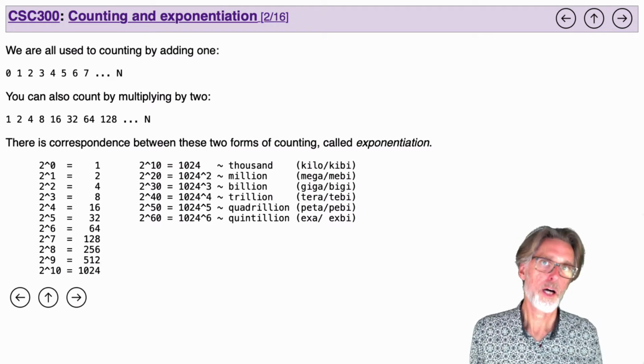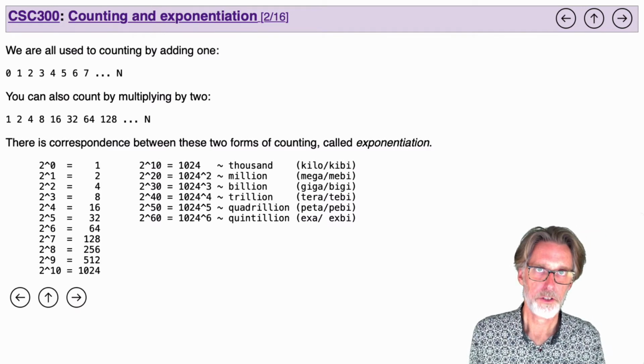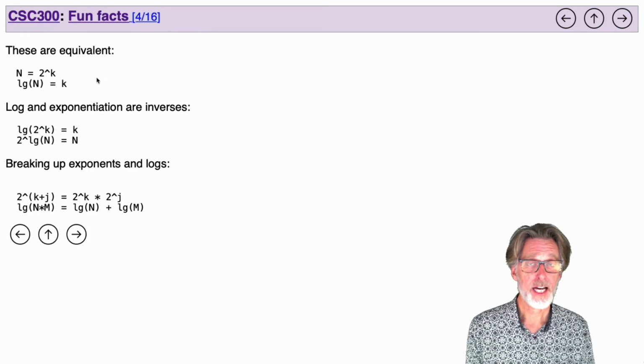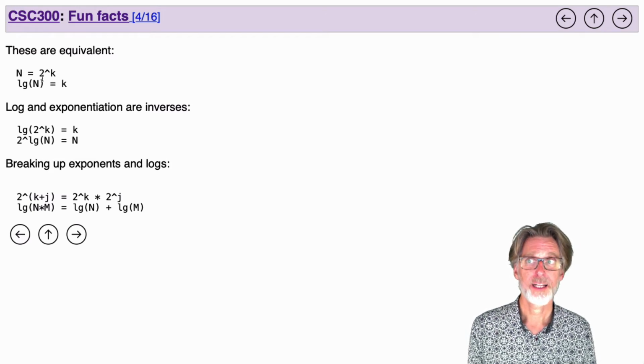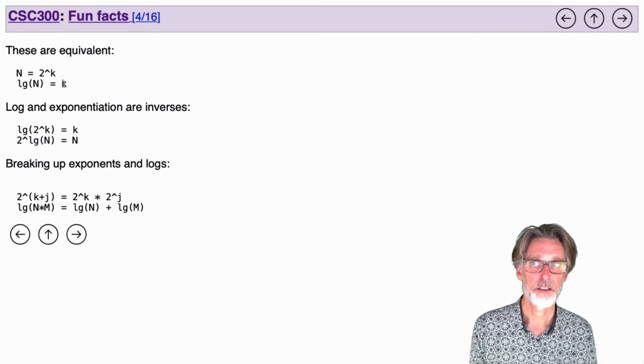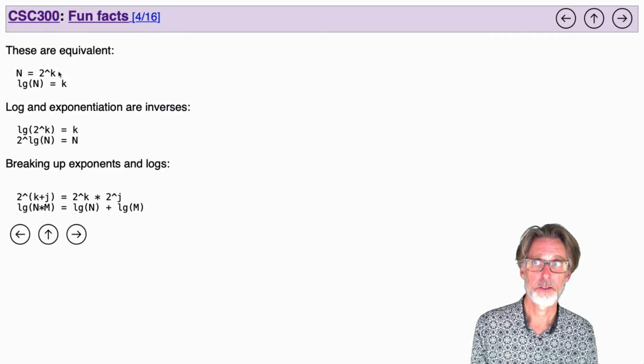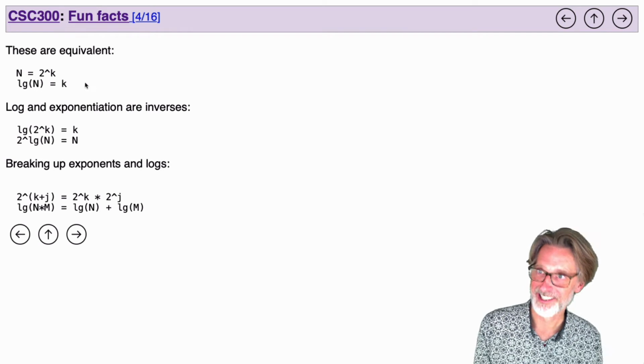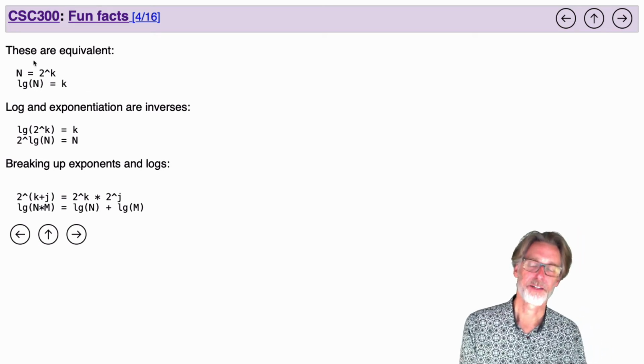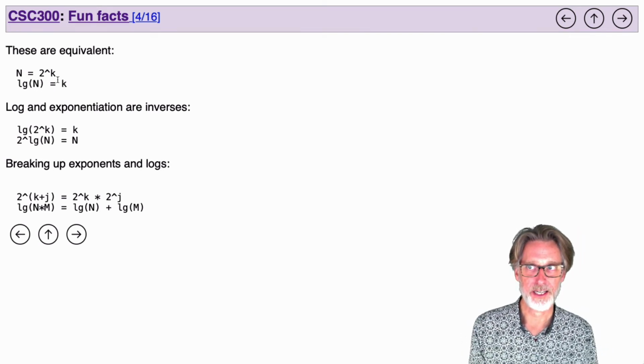Logarithms are no more complicated than exponentials. In fact, if I say that n is 2 to the k, that's identical to saying that log of n is k. In other words, the number I get by multiplying 2 by itself k times is the same thing I get if I take the number and try to figure out how many times I multiply 2 together to get it. They're computing exactly the same thing.